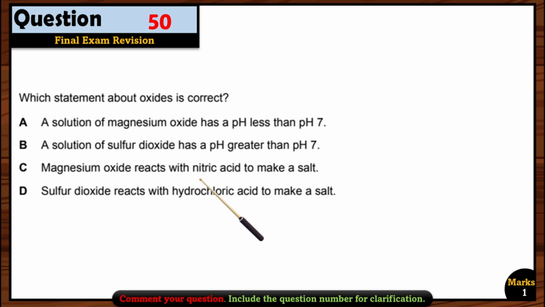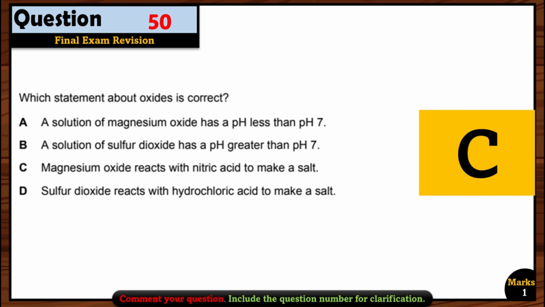Magnesium oxide reacts with nitric acid to make a salt. Yes, that's right, because nitric acid is a strong acid and magnesium oxide is basic in nature, right? So basic and acid will react to form a salt. So option C is the correct option here.